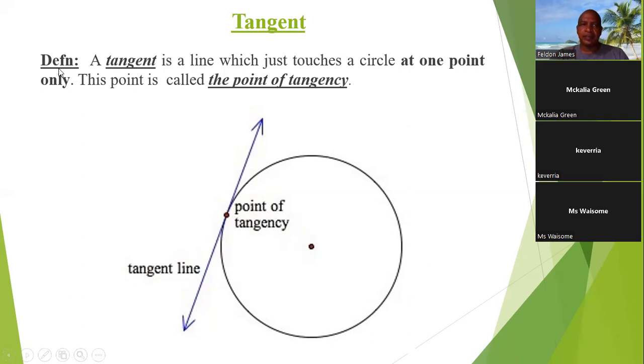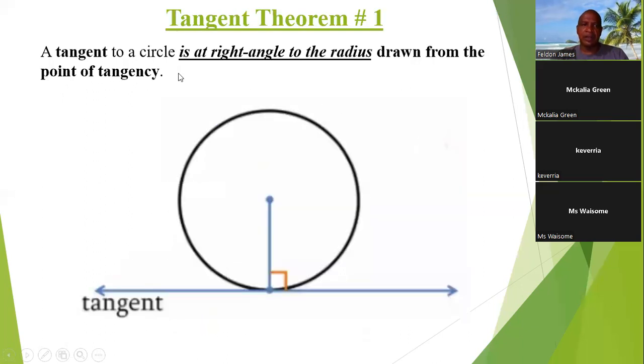All right. So, definition of a tangent. A tangent is a line which just touches a circle at a point of tangency, one point only. This point is called the point of tangency. All right, so let us look at some theorems involving the tangent.